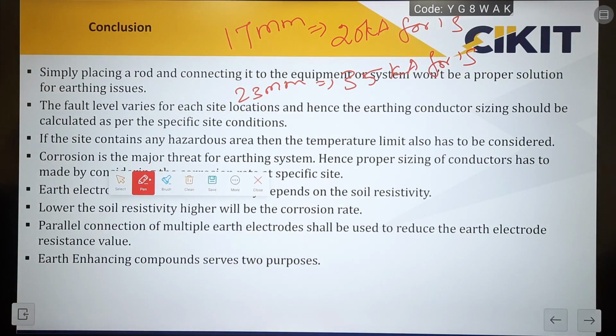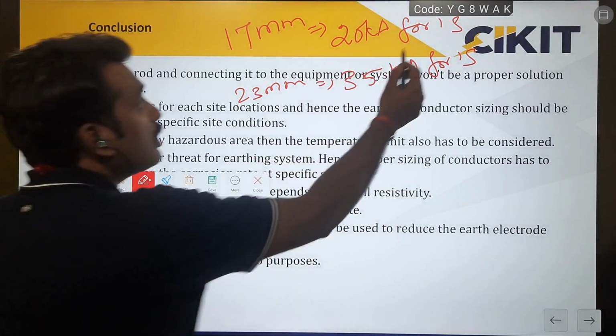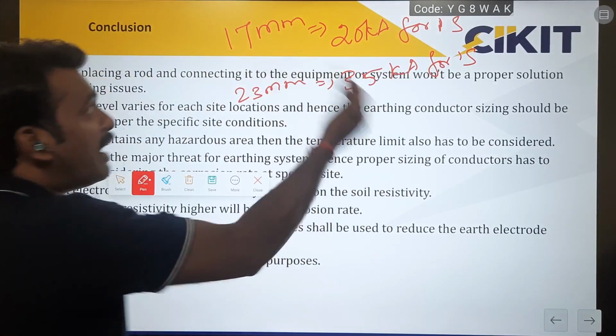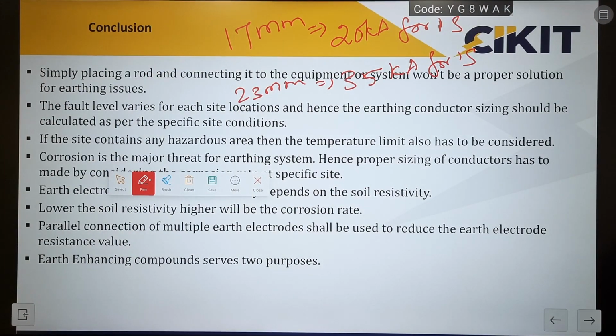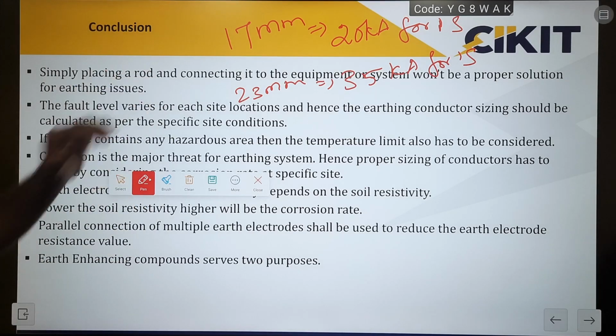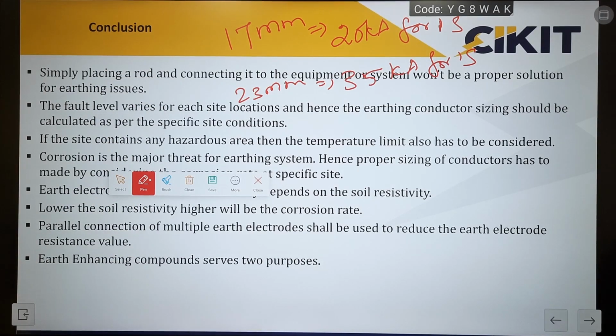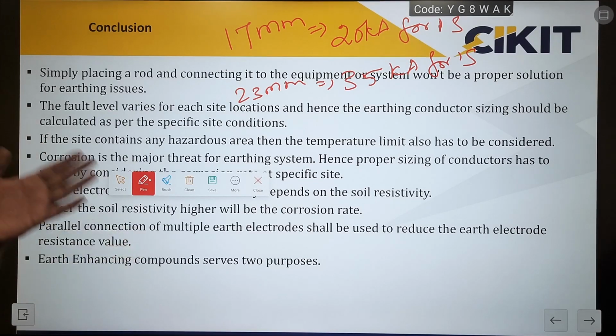If there are substations where the fault current rating is around 20 kA for 3 seconds, then I cannot go even for 17 mm dia, which is rated for only 1 second. Based upon the fault current rating of the particular site conditions and location, I have to choose the material accordingly. I cannot randomly select the materials. I have to select the materials as per the suitable site conditions and the application.